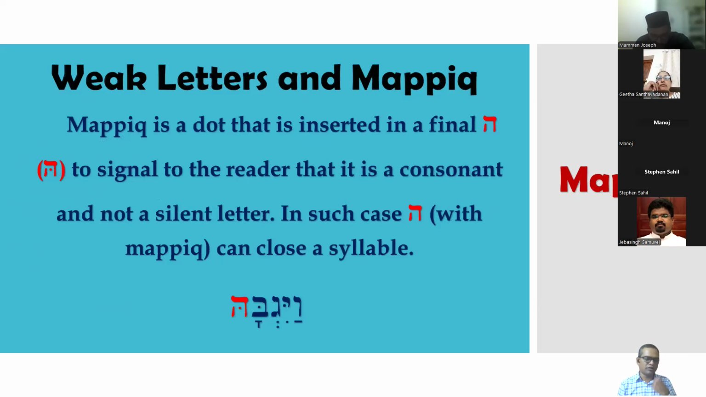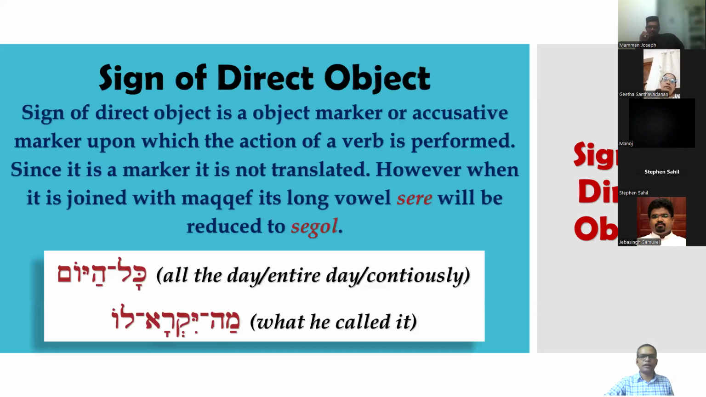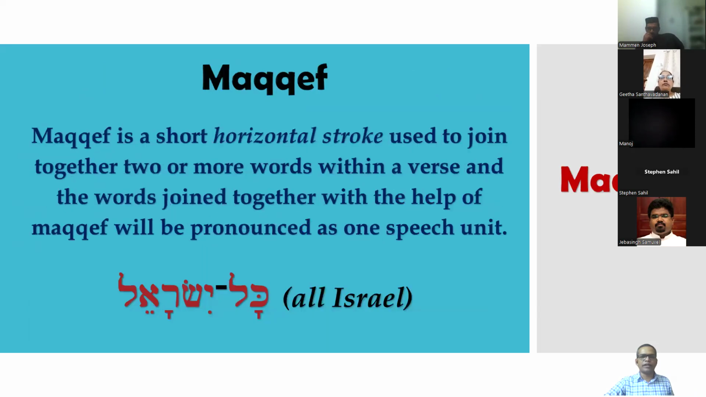Aleph and he are weak letters. Aleph cannot be pronounced whether it appears in the beginning or in the middle or at the end of a word. But he can be pronounced in the beginning and in the middle, but at the end it cannot be pronounced, unless it carries a mapik. All right. And then I have taught about makaf. That's all for today.